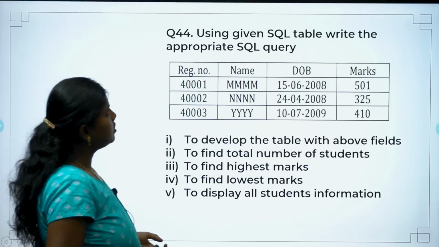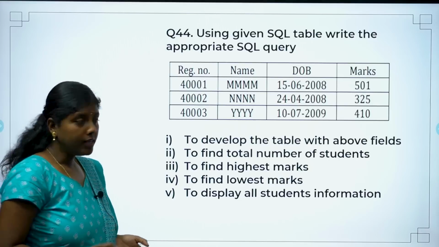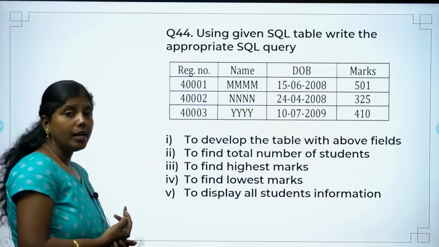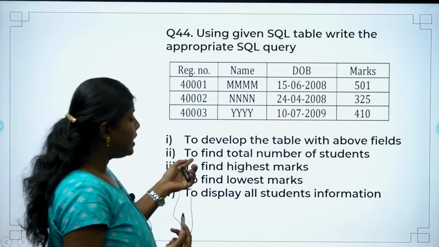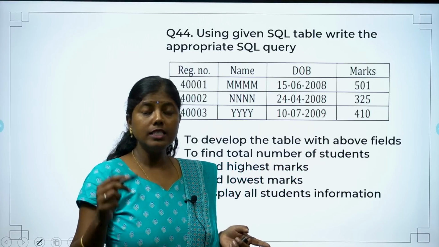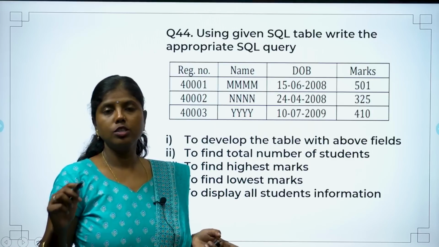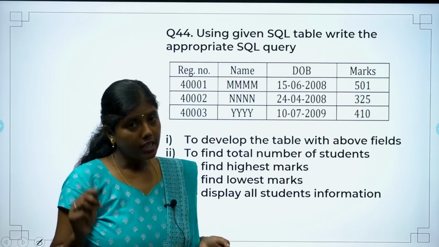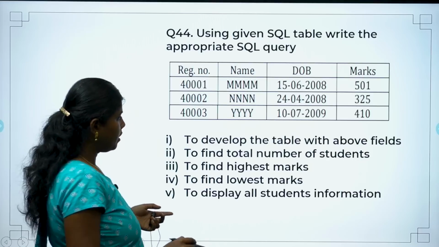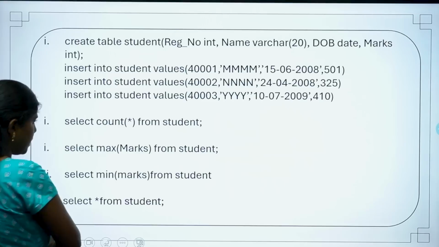So we have a last question here. Using given SQL table, write the appropriate SQL query. So we have a table here. Student table is there, register number, name, DOB and marks is there. Some tuples are also there. Develop the table with above fields. You need to create a table and insert the tuples. Creating a table carries 1 mark. Empty table if you create, you're not going to get the marks. Creating a table and inserting the tuple carries 1 mark. Total number of students, highest marks, lowest marks, and all the student information to be displayed.